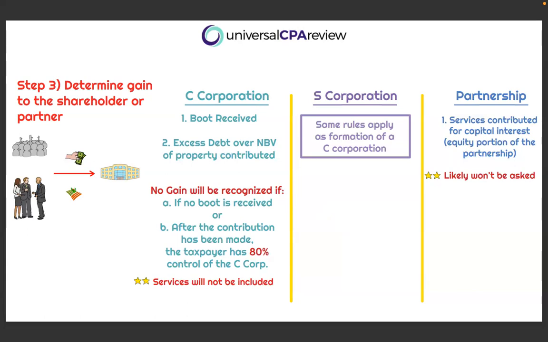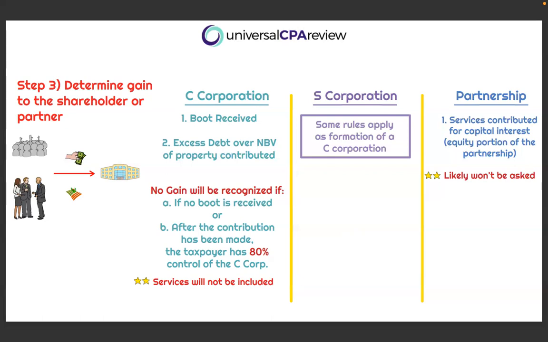All right, and finally, we have a situation where no gain will be recognized, right? There's an exception to this rule. All rules are meant to be broken, right? So no gain will be recognized if any of the following are met. If no boot is received, or if after the contribution has been made, the taxpayer now owns 80% control of the company. Okay, so this is something that is very specific. It's really important to understand. Services, just a side note, are not going to be included in that 80%.